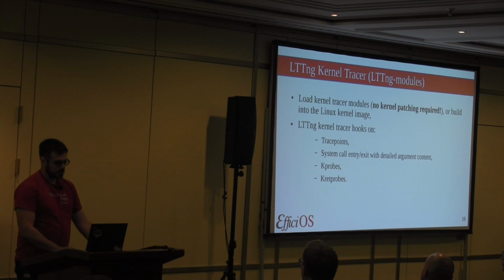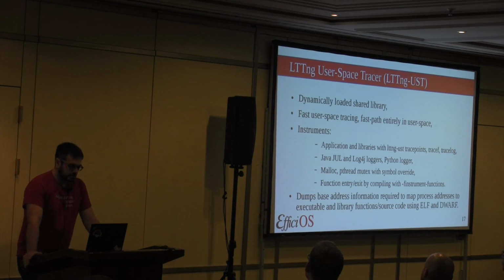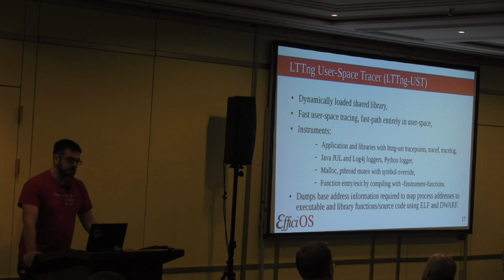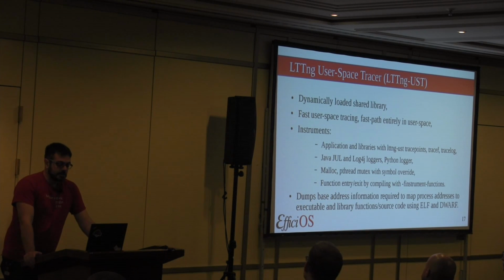We work on kprobes and kretprobes. For the user space counterpart, LTTng-UST, it's a dynamically loaded shared library. It does fast user space tracing. The fast path is entirely in user space, even for reading time and getting the current CPU number, and that's all shared memory. So we can instrument applications and libraries with the LTTng-UST tracepoints. We also have a printf-like statement that can be added to an application for quick debug-style tracing with tracef and tracelog.